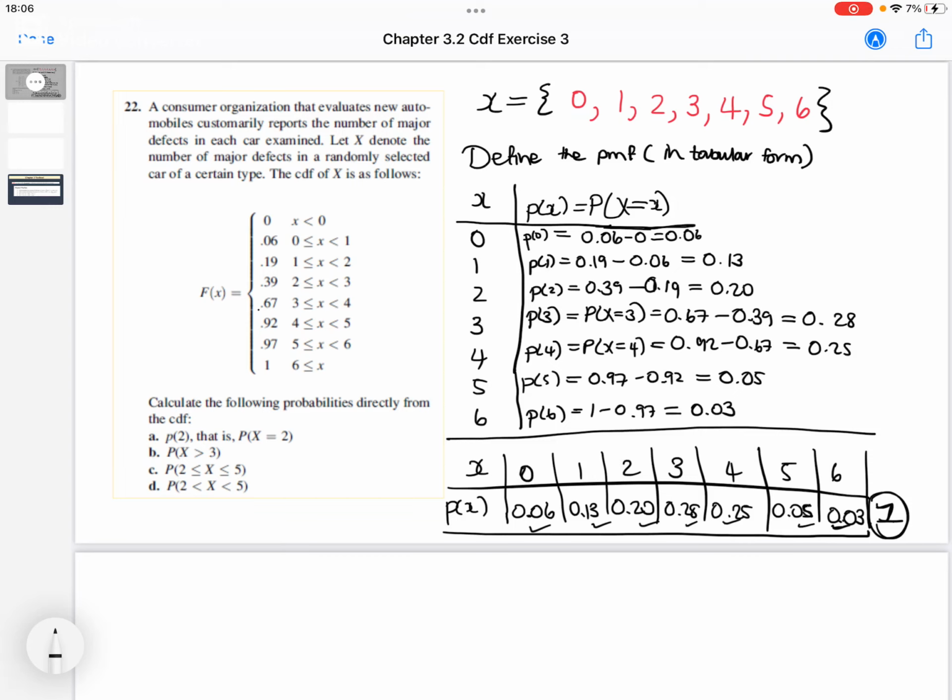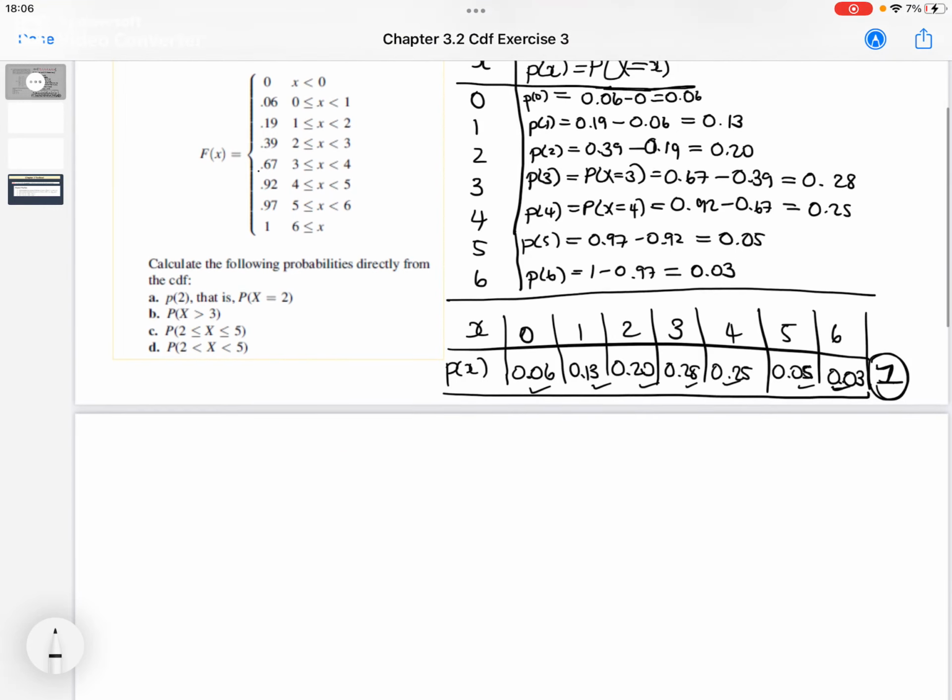All right, just so that you can see if your answers match if you use the PMF as well as if you use the CDF. All right, now the first question says calculate the probability that x is equal to 2. So we're calculating here P2, using directly from the CDF.